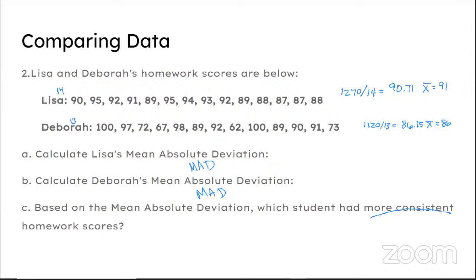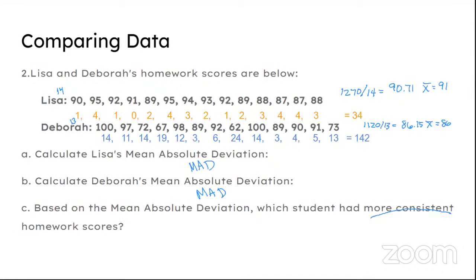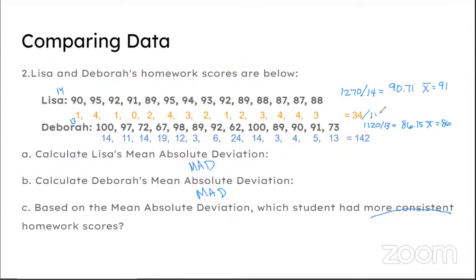I've gone ahead and found all of these absolute deviations for us, and I've even added them up. So I've subtracted, and then I added. So here I got 34. Now, what is 34 divided by 14? Because this is, again, the mean absolute deviation. We found the absolute deviation. Now we need to find the mean, or the average, of all of these absolute deviations.